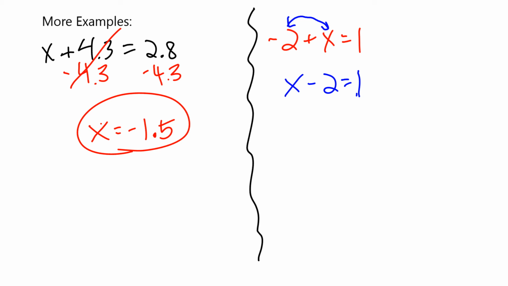Once you've rewritten the problem as x minus 2 equals 1, what's on the same side as x? 2. What is 2 doing to x? It's subtracting. So we must do the opposite. If you add 2 to both sides, you cancel out the 2's. 1 plus 2 equals 3, the solution to our equation.